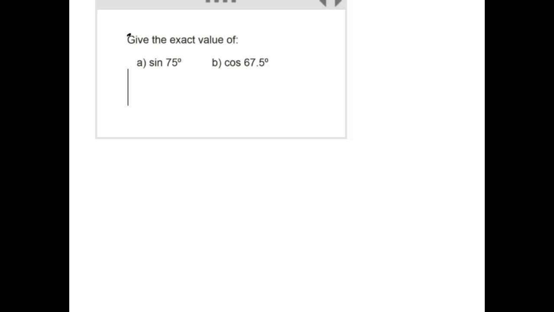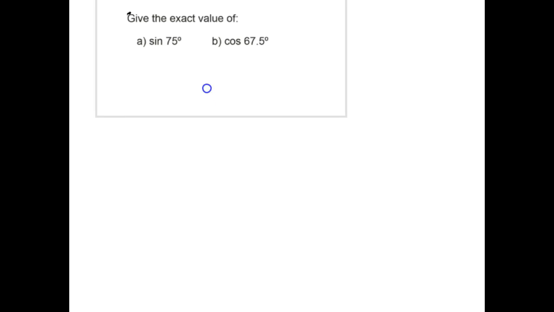In this question we have an A and a B. Both are different, but they both have the same idea, exact values, so no decimals. Let's look at A first.